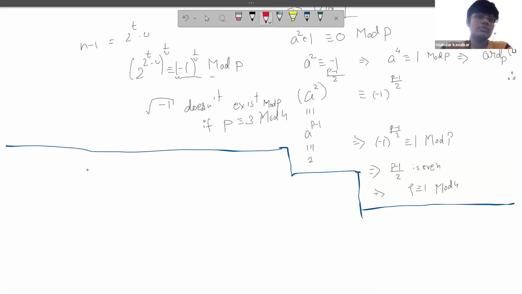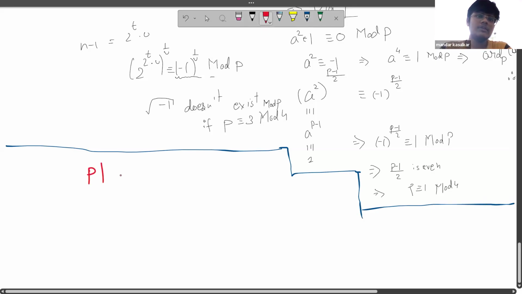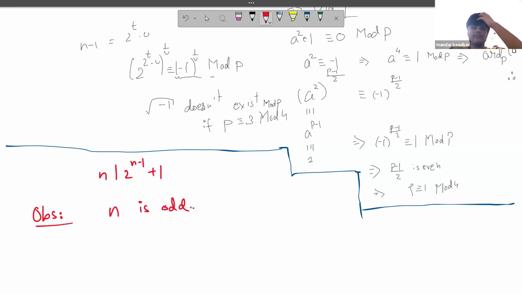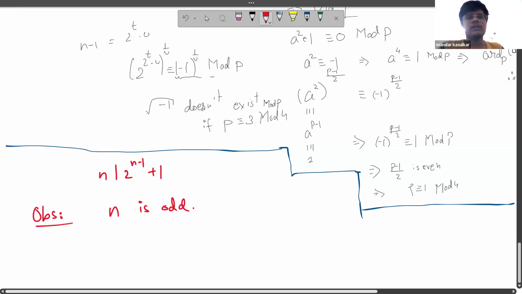Yes. So we have that P divides 2 raised to the power n minus 1 plus 1. Sorry, n divides, a stronger statement. n divides 2 raised to the power n minus 1 plus 1. First observation: n is odd. Is this clear why that is true?